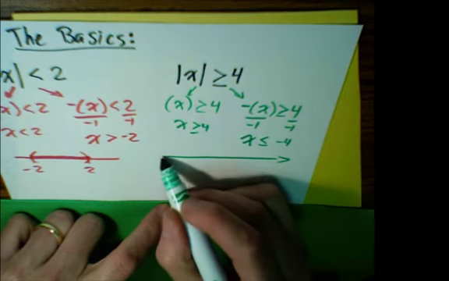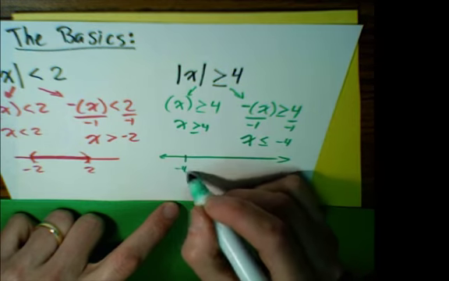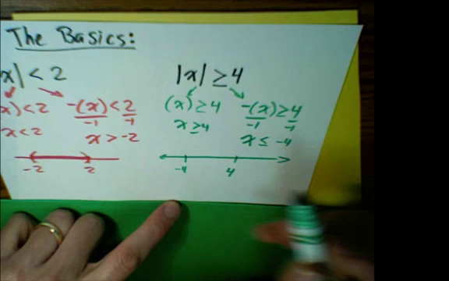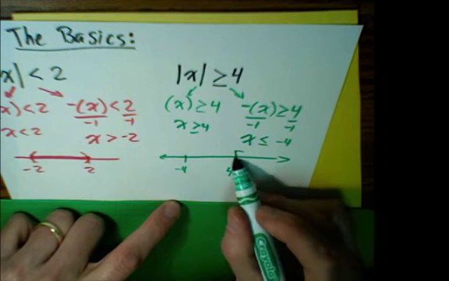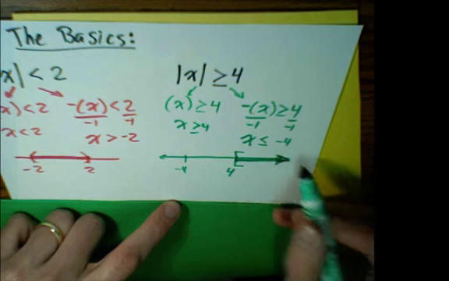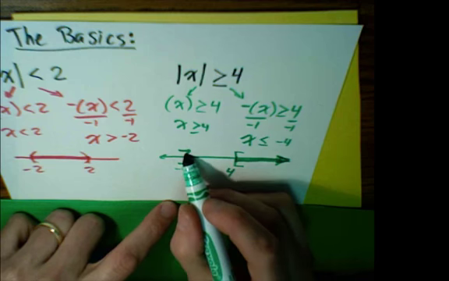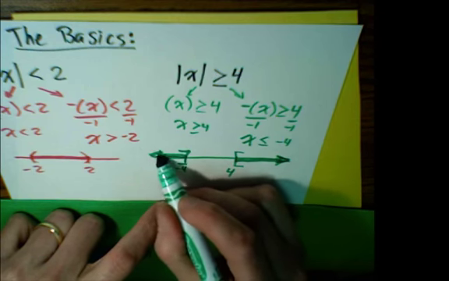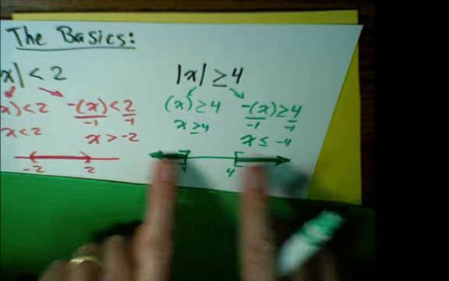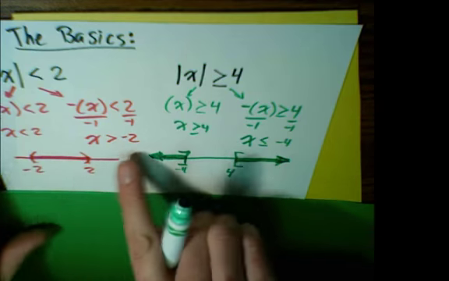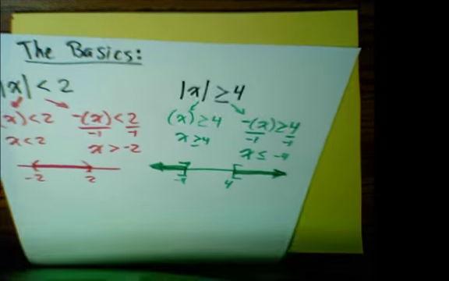Now when we graph this one, here we have -4, here we have 4, x is greater than or equal to 4. So we're going to shade bigger than 4. Or x is less than or equal to -4. We're going to shade to the left of -4. So these go in two different directions. I'm calling that divergent, and these are convergent. They're going towards each other.